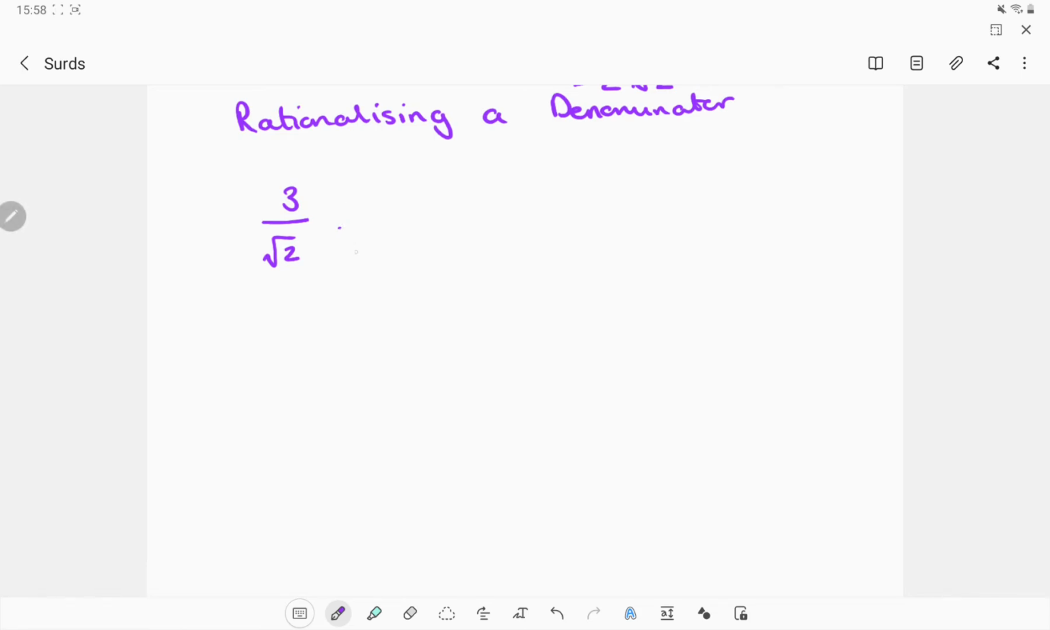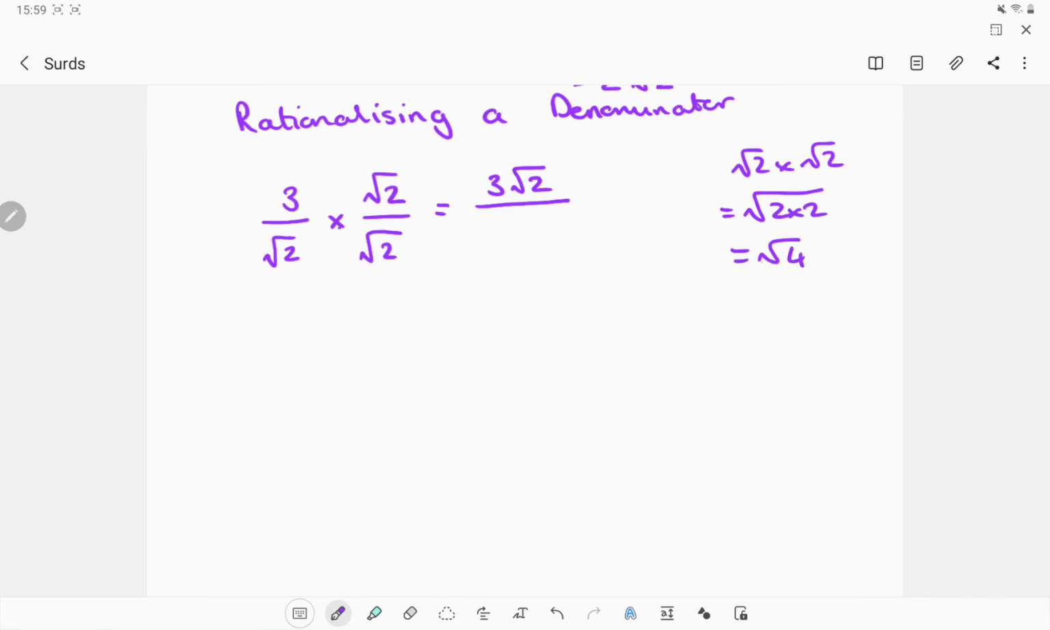Remember from multiplying, if you multiply the bottom by something, you also have to multiply the top. And our trick to getting rid of that root 2 on the bottom is we multiply both the top and the bottom of the fraction by root 2. What's 3 times root 2? Well, that's going to be 3 root 2. And what's root 2 times root 2? At the side, let's have a wee look. Root 2 times root 2 is going to give you the square root of 4. It's just 2. So on the bottom, we have 2.